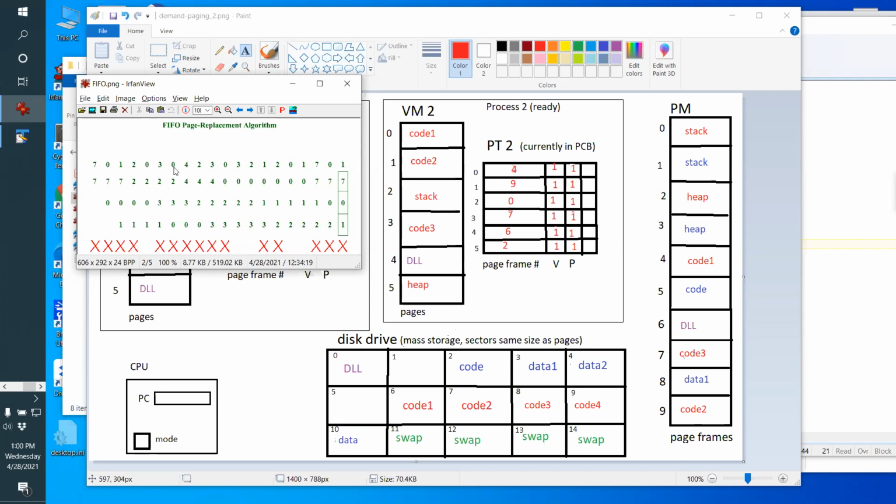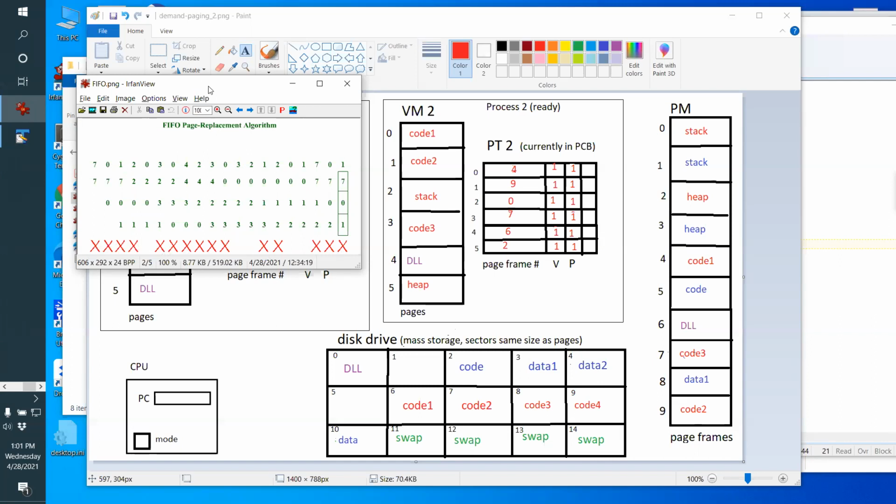Okay, now you access 0 again. But 0 was just kicked out, so it gets brought back in on 1, because 1 is now the one that was brought in longest ago. Okay, these things are a little bit tricky to do, but they're real simple. It's a simple idea. What you're doing is keeping track of how many page faults there are.